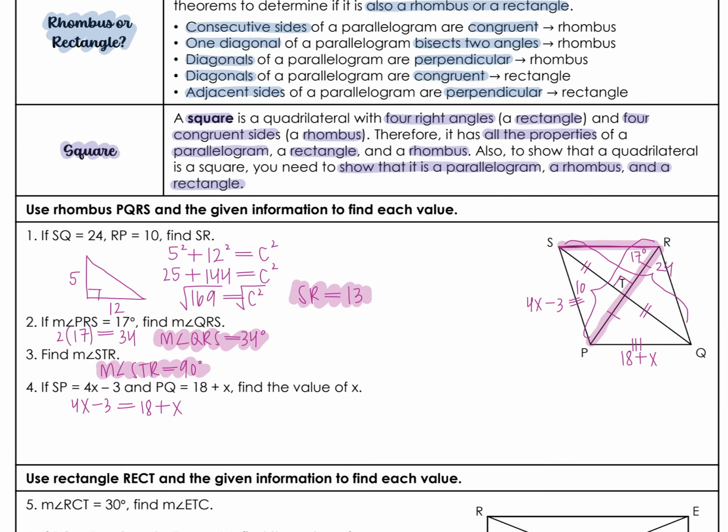All right, so I'm going to solve this by subtracting my x from both sides. I'll get 3x minus 3 equals 18. Then I'm going to add that 3 to the other side. I'll get 3x equals 21. And when you divide by 3, you'll be left with x is equal to 7.